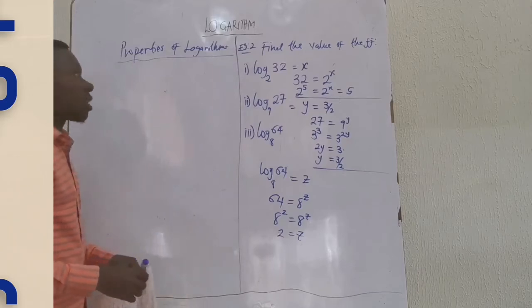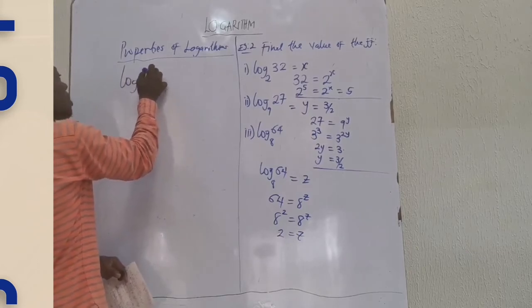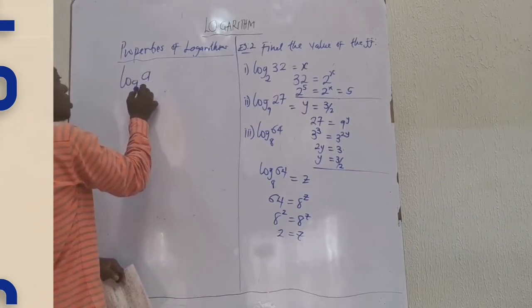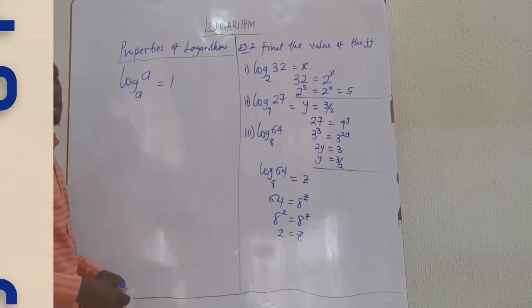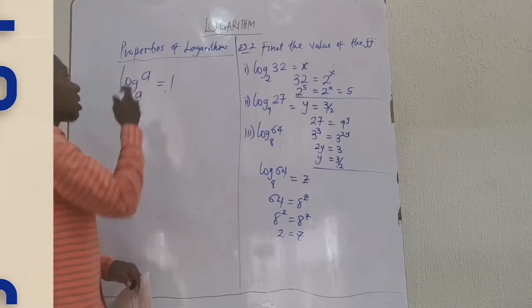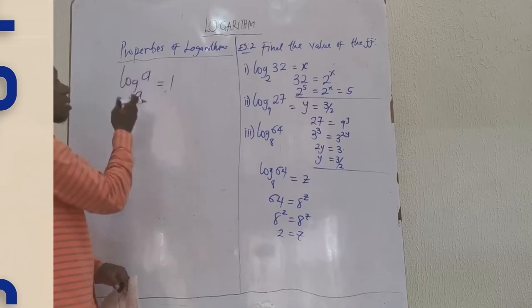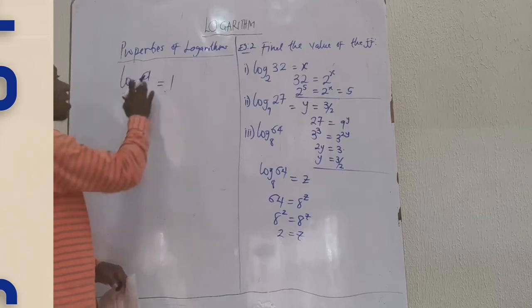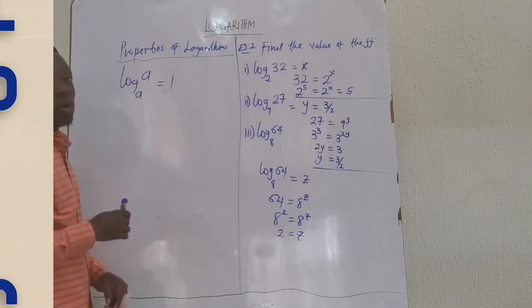So the first property is saying that if I have log a to the base of a, it is going to give me what? 1. Why are we saying that? If I have log of a number, let's say a, and having the same number as the base a, the idea is that it's going to give me 1. So let's prove how we got the 1.